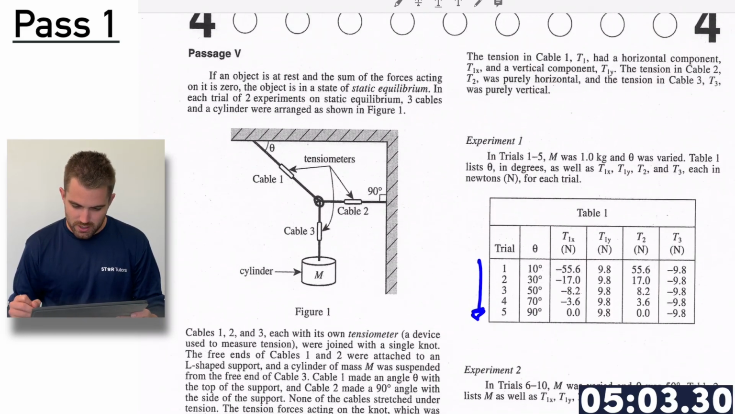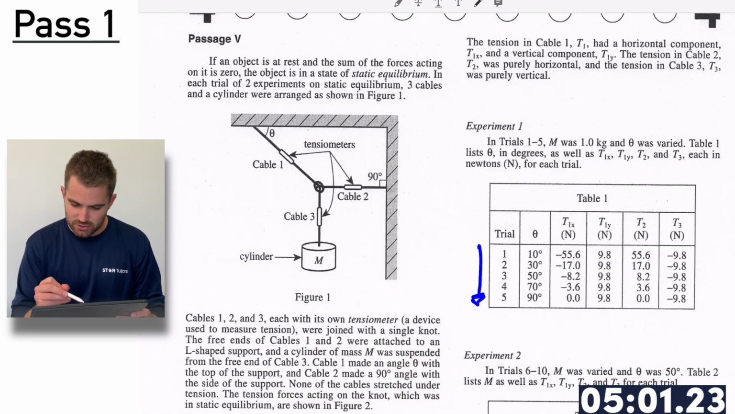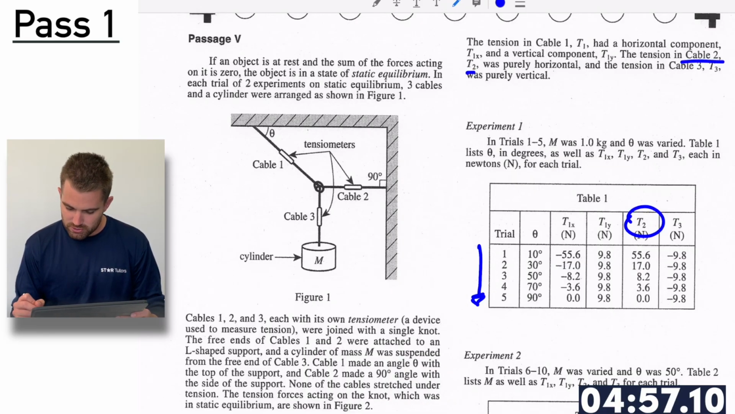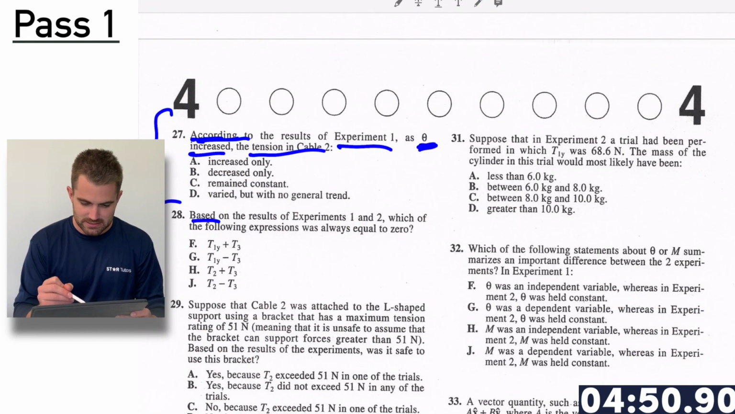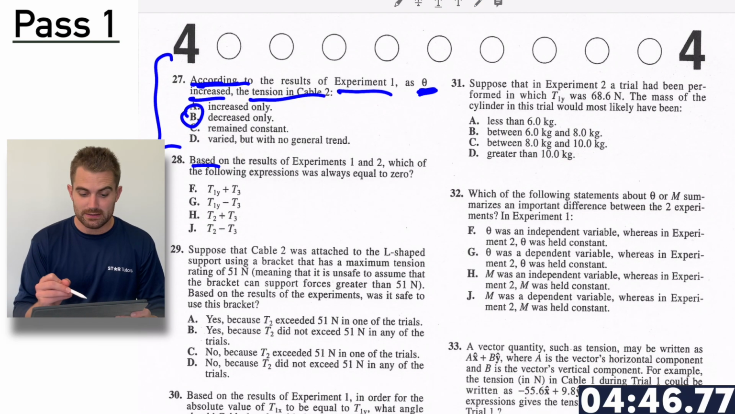Let's see if we can find that. Cable 2 is represented by T2, guys, right here. So cable 2 is T2, so that is right here. As this one went up, this one decreased only. So right away, I'm looking down at my sheet, and I'm gonna say decreased only, B. Okay, I'm done, right? That's an easy question.